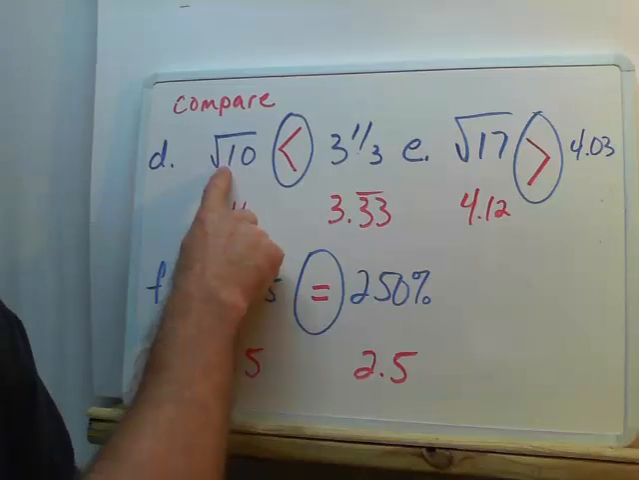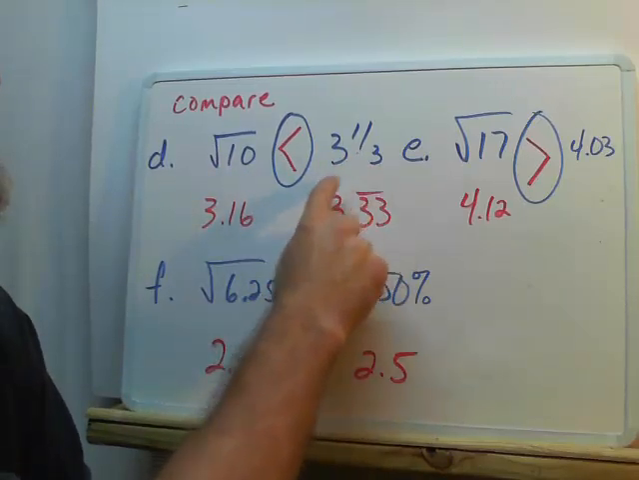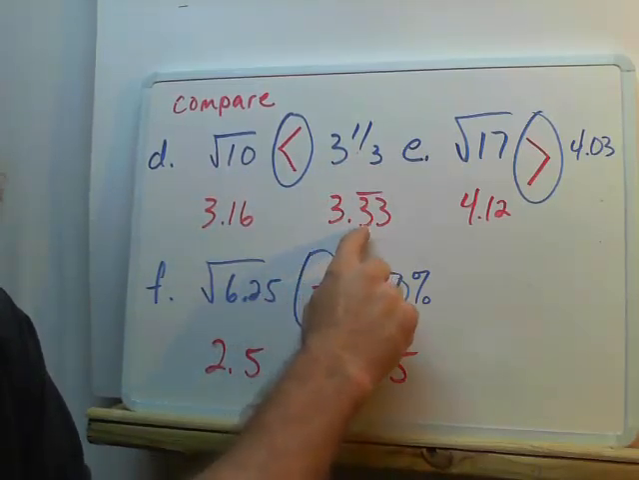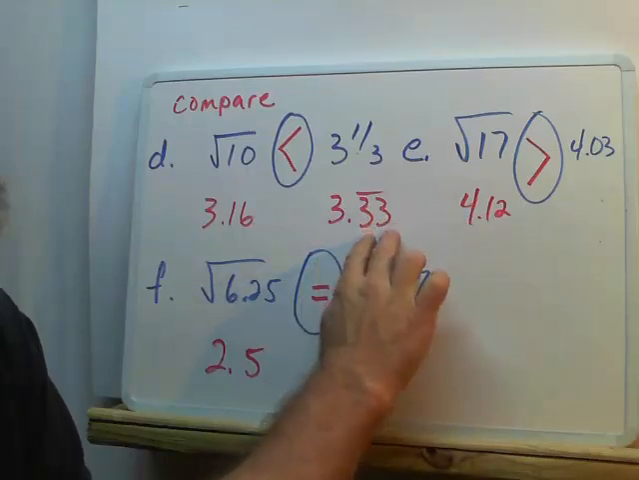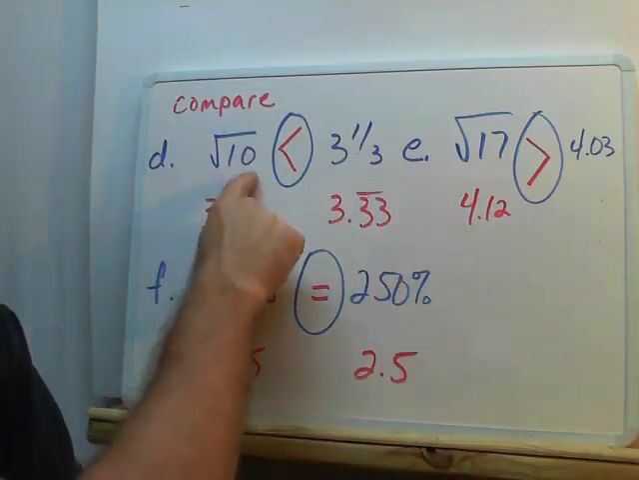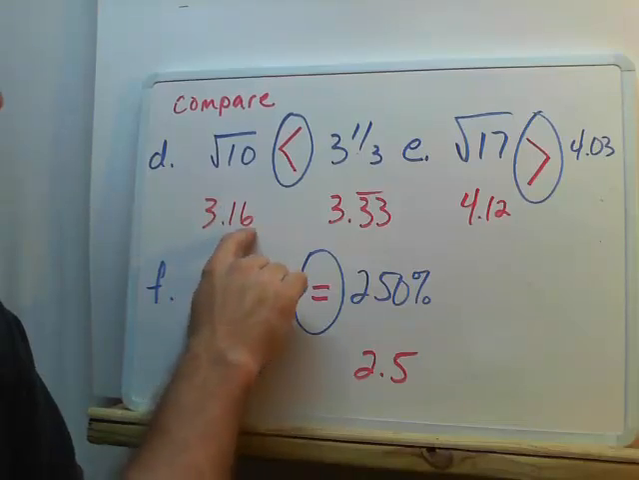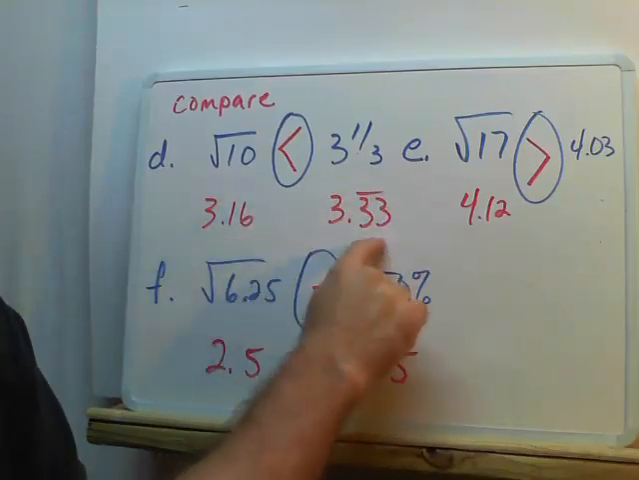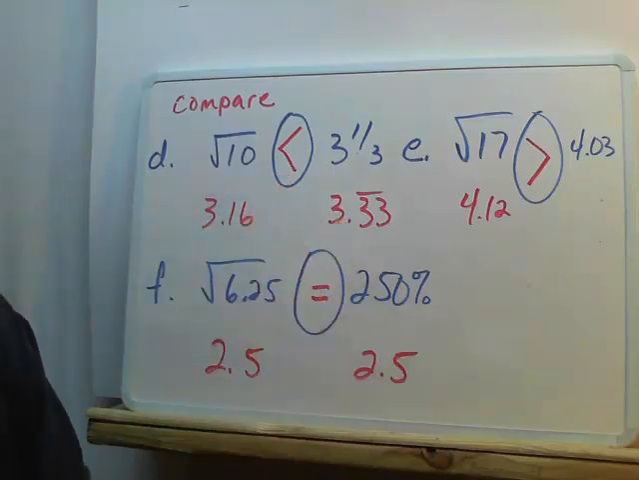We're comparing the square root of 10 and 3 1/3. 3 1/3 is 3 and 0.33 repeating, so I just wrote 2 of the 3's for now. And then I calculate this in a calculator and I get 3.16 rounded, and I can quickly see that that is a less than situation.